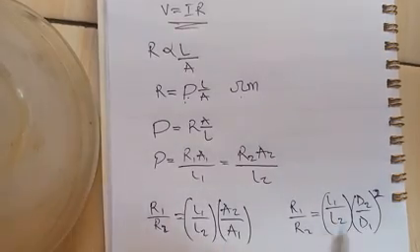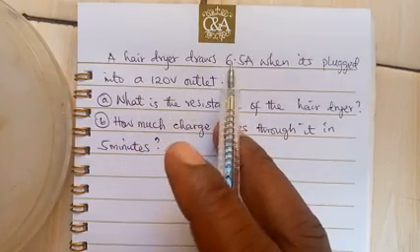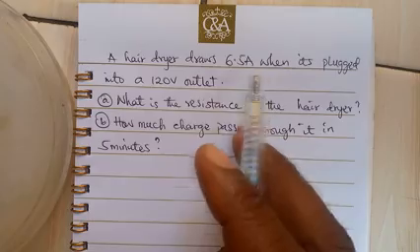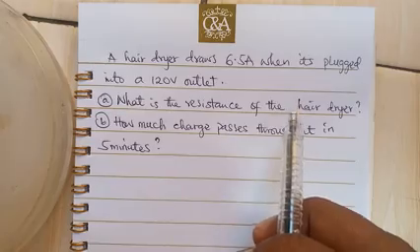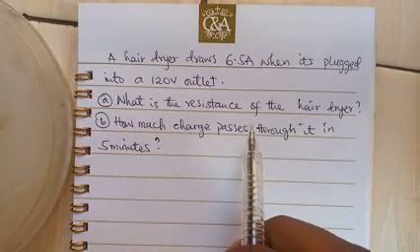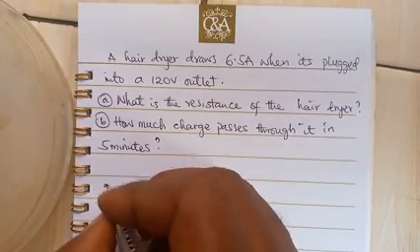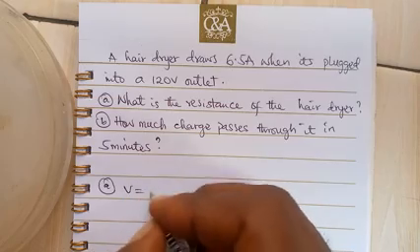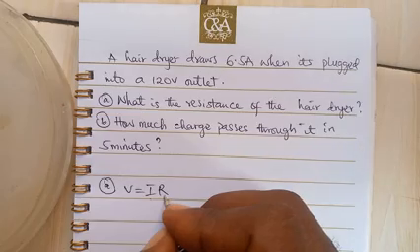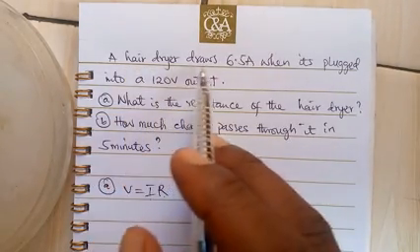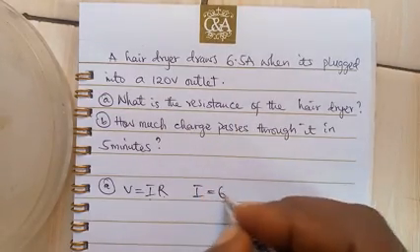So let's see some examples. Now this question says a hairdryer draws 6.5 ampere when it's plugged into a 120 volt outlet. What is the resistance of the hairdryer? B. How much charge passes through it in 5 minutes? Now, to solve the first question, we know that V is equal to IR, current times resistance. The question says a hairdryer draws 6.5 ampere.